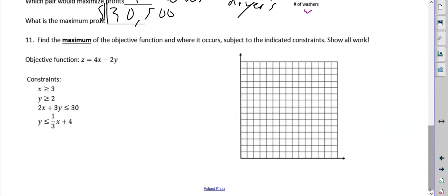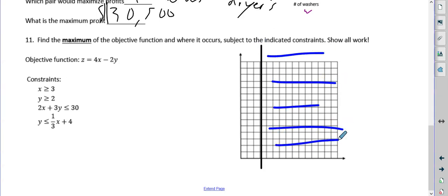Last one. Okay, this one, not even a story problem. This one's already done for you. X is greater than or equal to 3. So 1, 2, 3, that's right here. X is greater than or equal to 3, so I'm going to shade this way. Y is greater than or equal to 2, which means I'm going to shade this way.